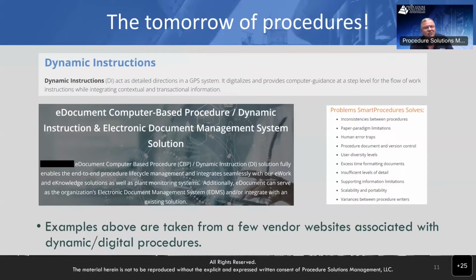The smart procedure solves inconsistencies between procedures, paper paradigms, human error traps, user diversity levels, excessive time formatting, and on and on and on, right? And so, as you can see, there's a lot of hope and a lot of improvements going down the road as it gets into the better connectivity of procedures, and maybe the ease of use of enhancing the procedures and writing them, and all those different pieces that come along with it.